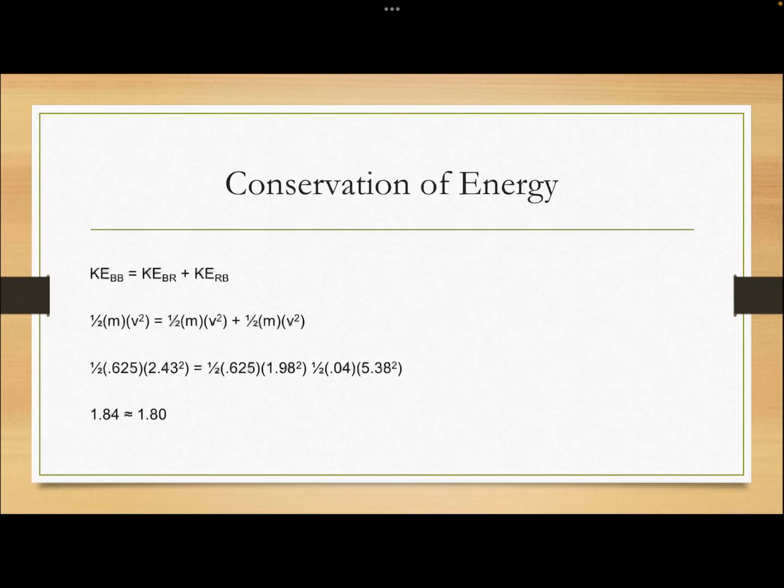So as we can see, we just did 1/2 mv squared for the whole thing, and set them equal to each other. The 0.625 is the mass of the basketball, the 0.04 is the mass of the racquetball, the 2.43 is the velocity in meters per second of the actual basketball, the 1.98 is the velocity of the basketball when the racquetball is included, and the 5.3 is the velocity of the racquetball. And as you can see, the kinetic energy in joules was about the same. 1.84 is about equal to 1.80. So through this, we proved that even though the basketball lost height when the racquetball was on top, the energy of the system was still conserved.